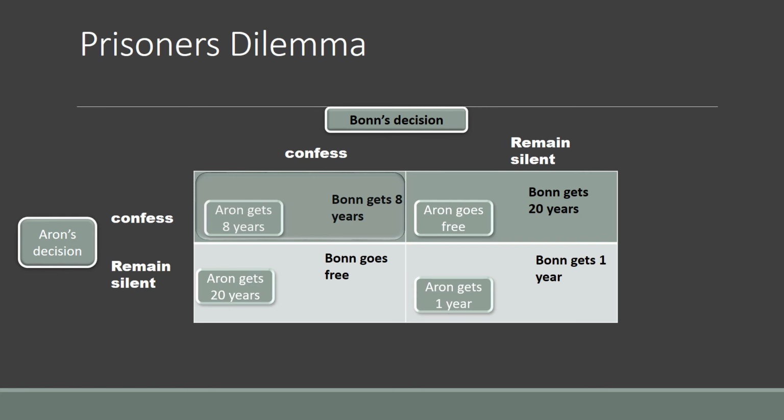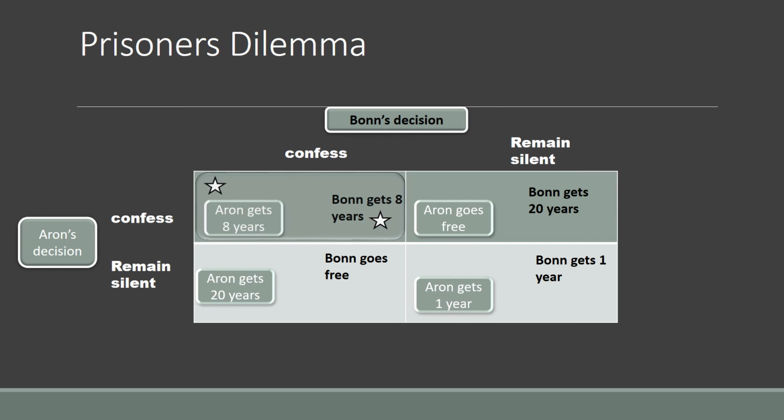But if Aaron thinks that Bond might choose to remain silent about the crime, then what is the best strategy for him? Again, it's better if he chooses to confess because then Aaron can go free. But if Aaron chooses to remain silent, he has to spend 1 year in jail. So the dominant strategy for Aaron is also to confess. In the end, both criminals, Aaron and Bond, choose to confess and spend 8 years in jail.